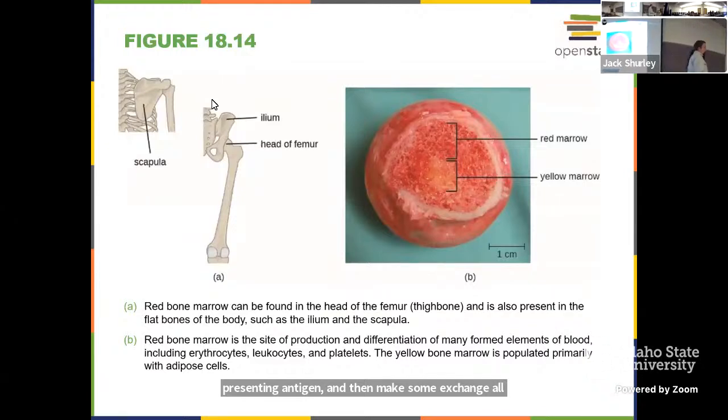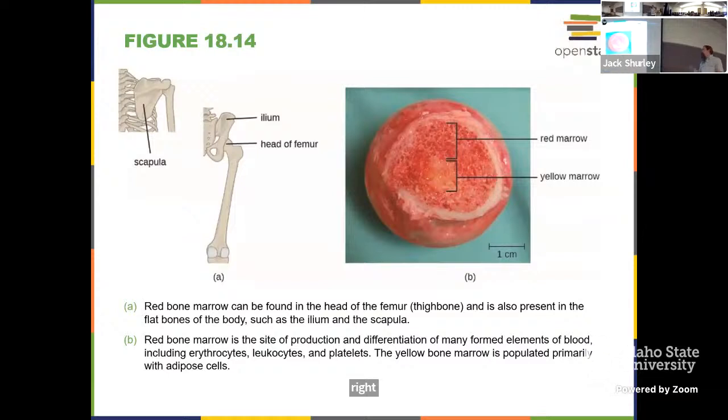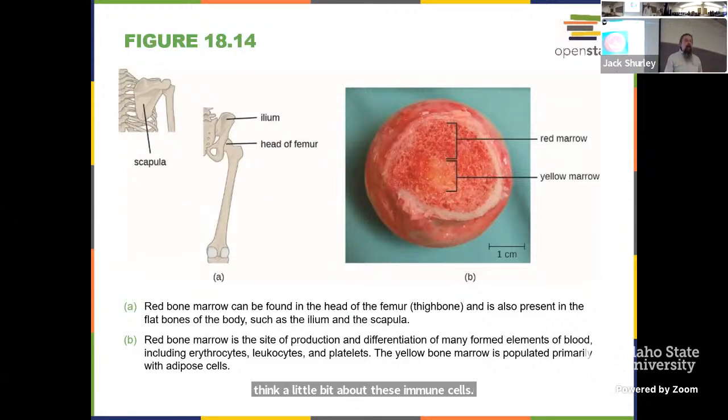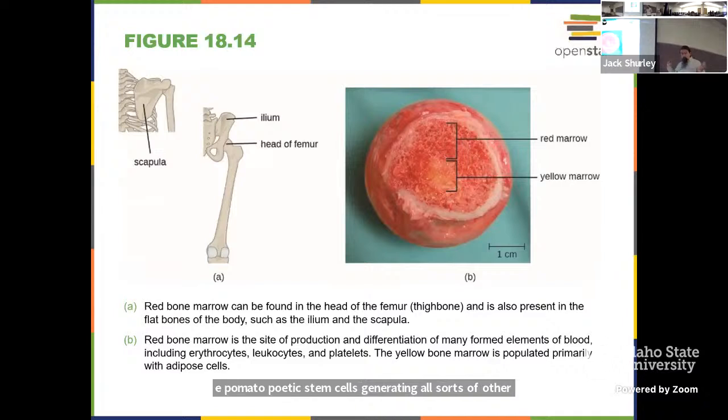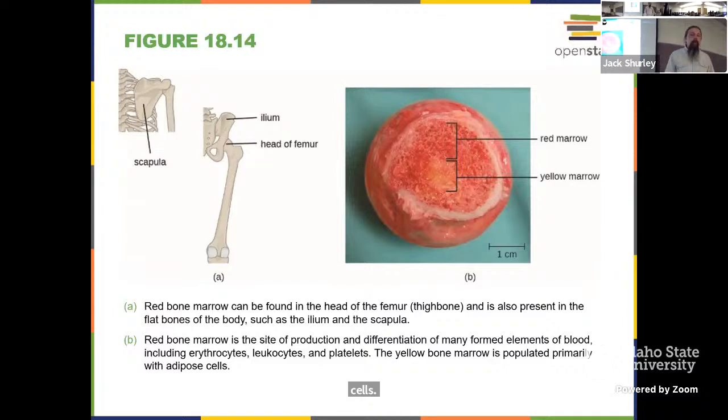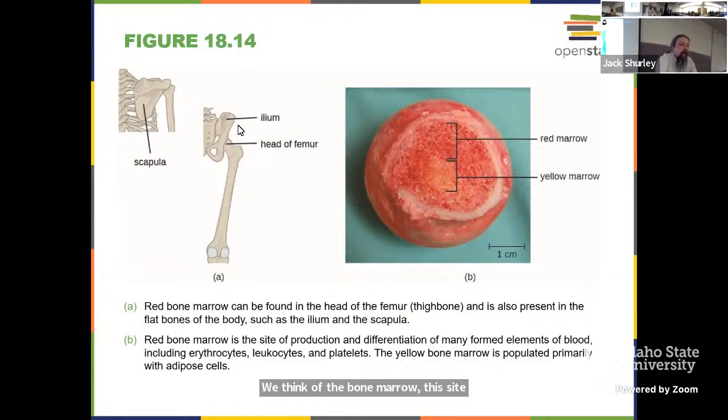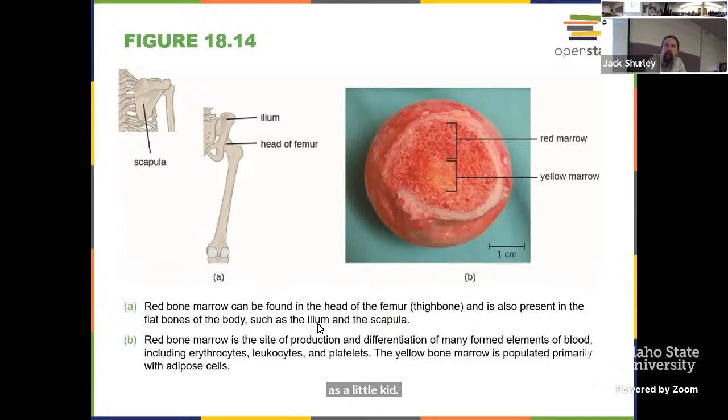So before we progress with some of this, we want to think a little bit about these immune cells and really where they're coming from in the first place. All right. So your B cells and others, as we're thinking about the hematopoietic stem cells generating all sorts of other immune cells, we think of the bone marrow as this site of rich activity. In adults, it's kind of sequestered to just a few bones. As a little kid, there are considerably more areas where we're getting the production of this.